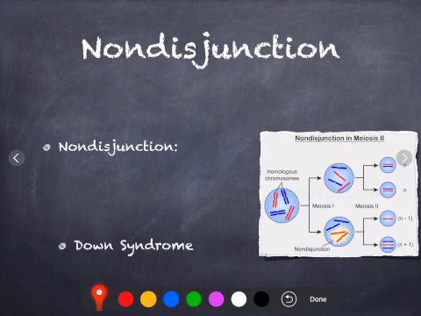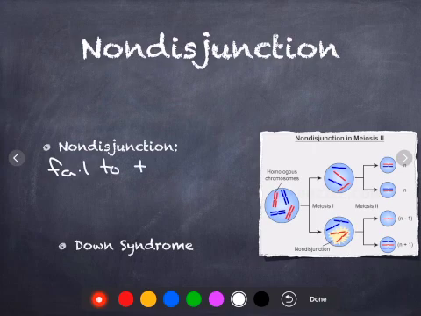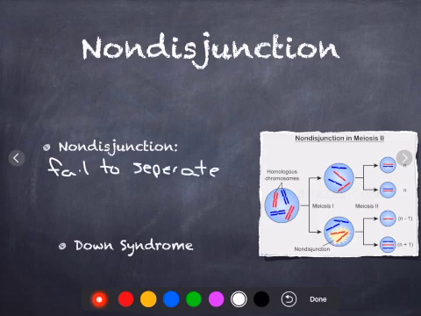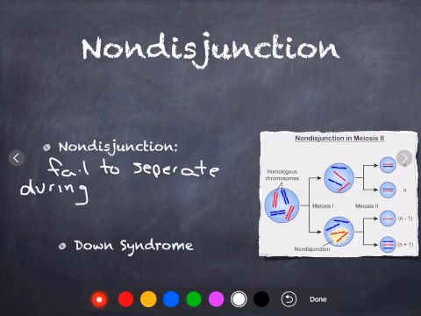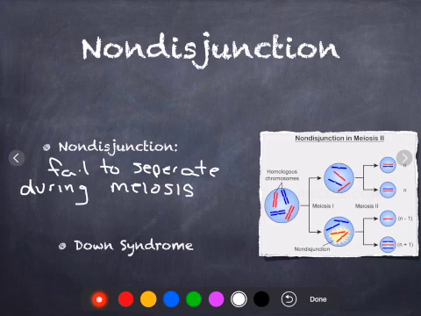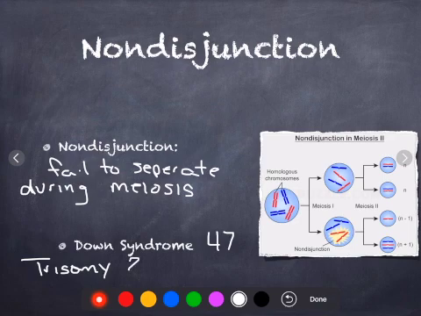So nondisjunction is pretty much when a chromosome fails to separate properly. So those chromosomes fail to separate during meiosis. So what this leads to is something called Down syndrome. And this is where we have, instead of our normal 46, we have 47 chromosomes, also known as trisomy 21. So where we have 3 chromosomes at the 21 spot in our karyotype.